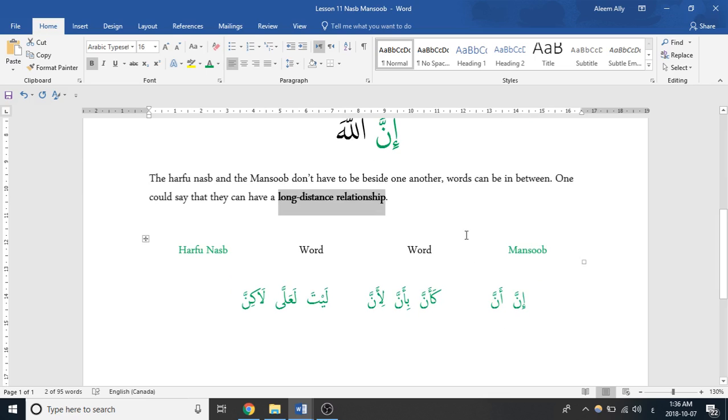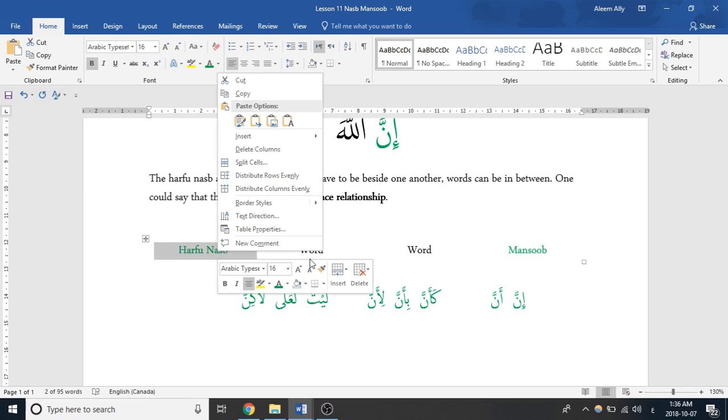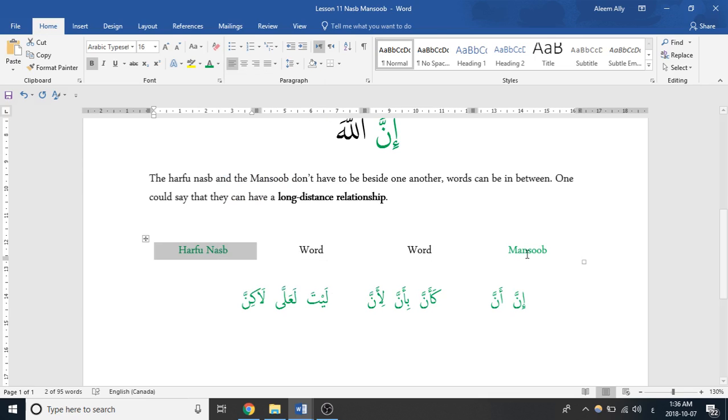So this is just a representation of it. You could have the harfu nasb and then a word, and then the mansoob, which is the noun being put into a state of nasb because of the harfu nasb. We couldn't think of any examples on this. To be honest, I haven't really studied this one in depth. So inshallah ta'ala, when we go over in class, we'll be able to see more of it.